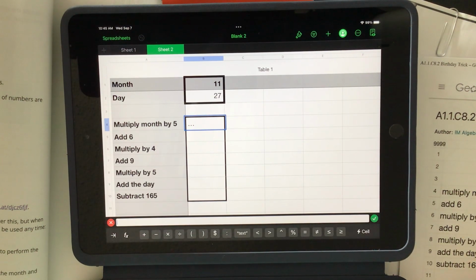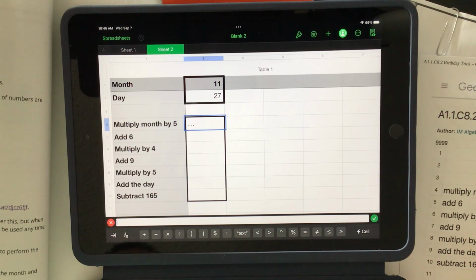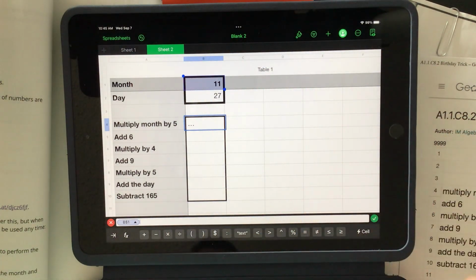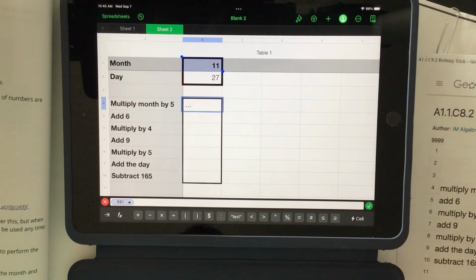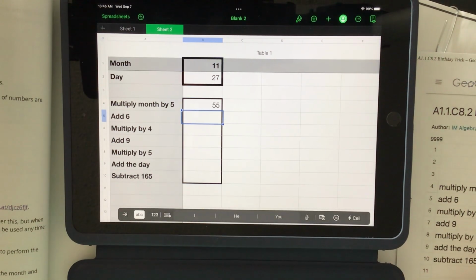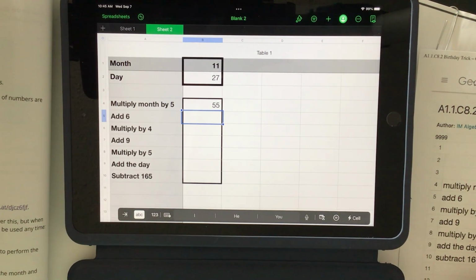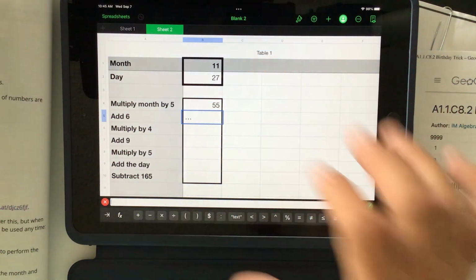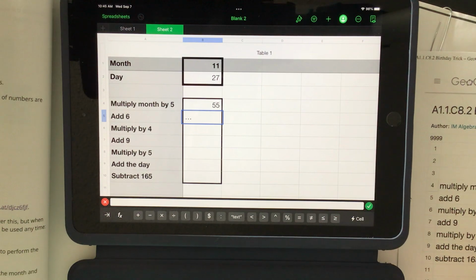Okay, where's my month at? What cell? B1. So you can type in B1 or you can just hit it. Times 5. Okay, how do I get that to add 6 to the one above it? Equals. B3 is blank. B4 plus 6.